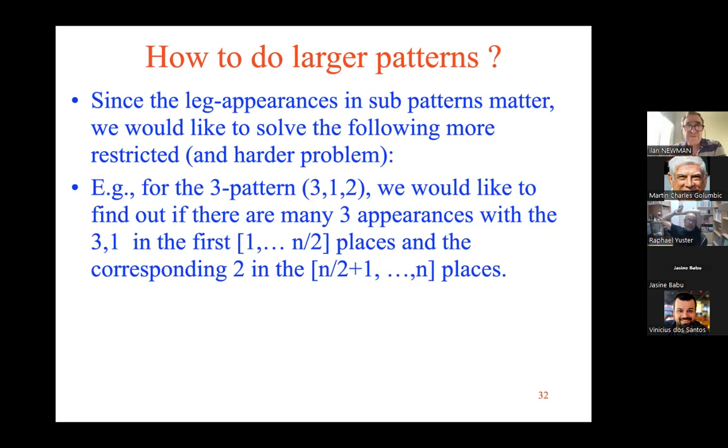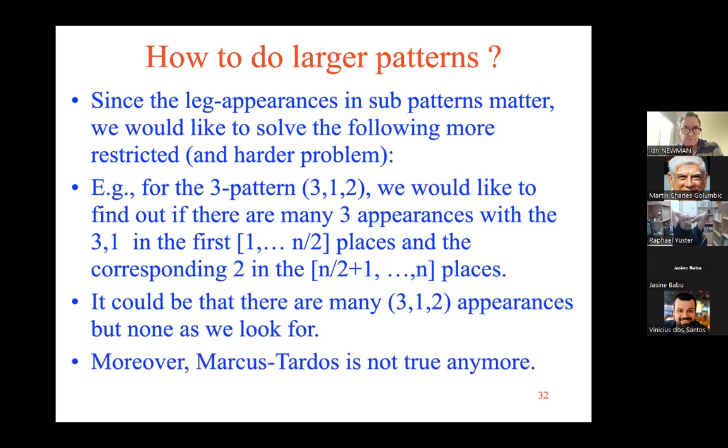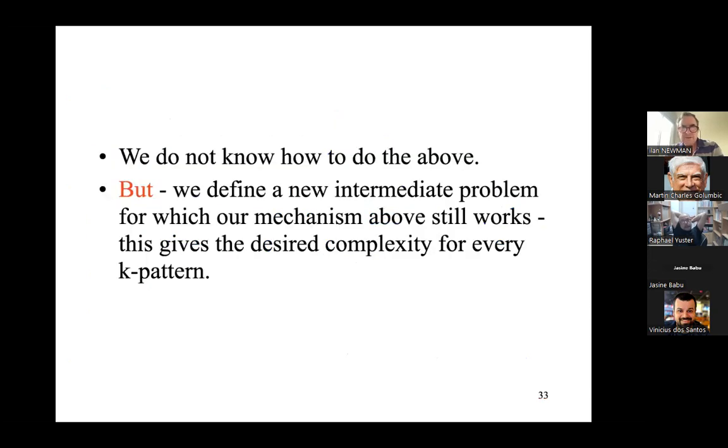So of course, it could be that the function will have a lot of 3, 1, 2 appearances and none of the special case that I want. And I actually find myself in need to solve this more restricted case. And now there's a problem because the Marcus-Tardos theorem doesn't hold anymore, and it seems that everything breaks. So here is what I said. It could be that there are many 3, 1, 2 appearances altogether, but none in this restricted form. And Marcus-Tardos doesn't hold anymore. Okay. And in fact, it is harder, and as I said, we don't know how to solve it.